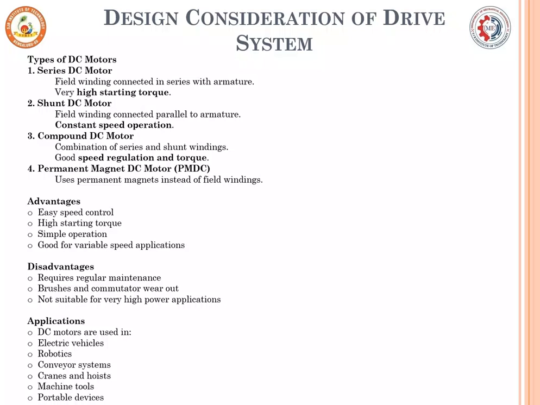So we can go on with the consideration of the drive system. Among the various types of DC motors, it may be series or shunt type, compound, or permanent magnet DC motors, that is PMDC motors. The DC motor's advantage is that its speed can be easily controlled. It has high starting torque and simple operation, and is good for variable speed applications.